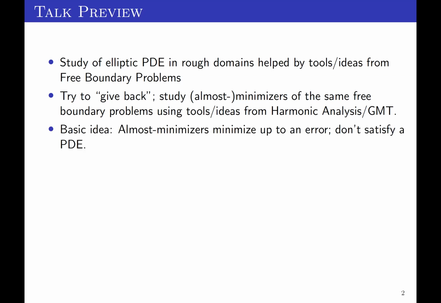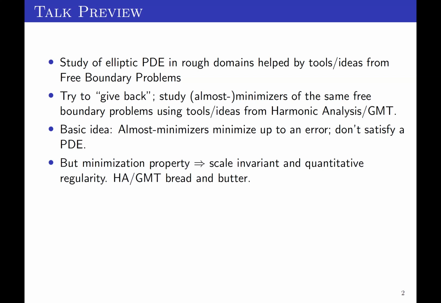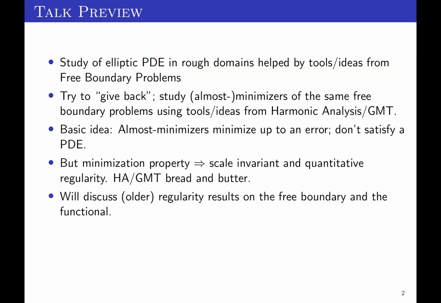And the basic idea is that we'll be thinking about these things called almost minimizers, which don't minimize a functional, but rather minimize it up to some sort of error. And for almost minimizers, PDE techniques are not available. So you have to resort to these other GMT and harmonic analysis techniques. What's nice is that almost minimizers have some sort of scale invariance to them. And harmonic analysis and geometric measure theory thrives in the presence of scale invariance. And so these tools are easily adapted.